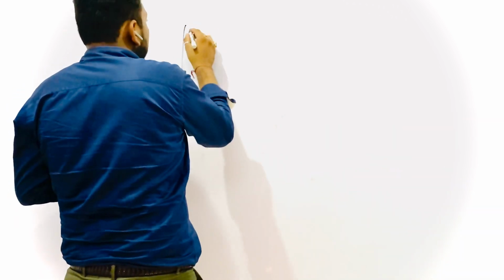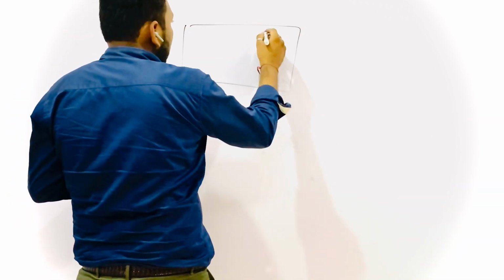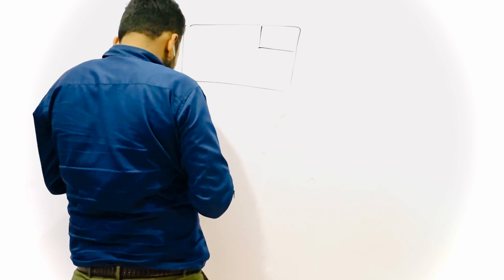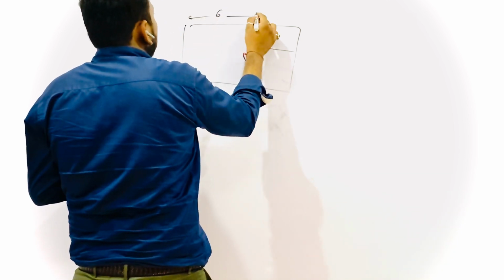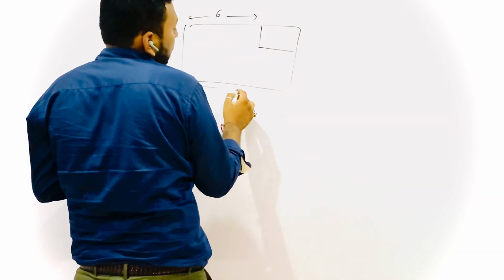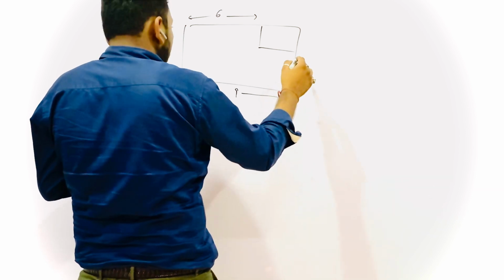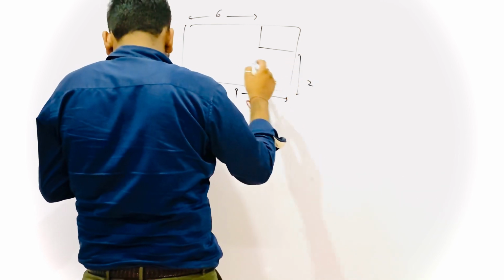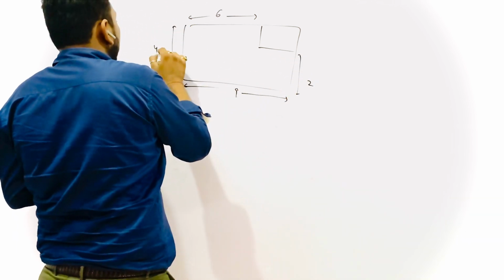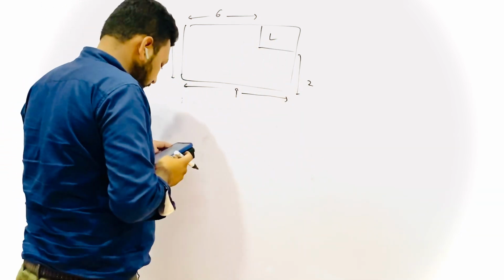So they are given this diagram. Let me draw. So this is some lake, a beautiful lake. So this is 6 km. This is 9. This is 2, and this is 4.5. This is a lake. Right.